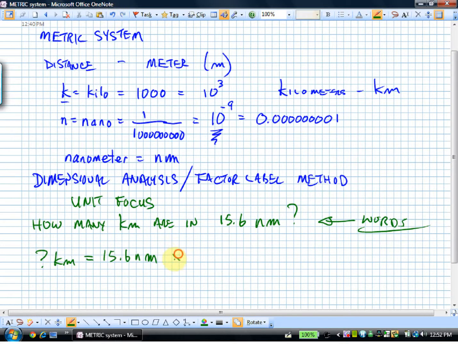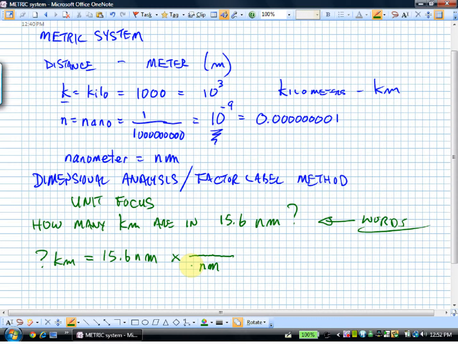So I want a conversion factor, and again, a conversion factor is just the ratio. I want a conversion factor. I definitely know I want nanometers in the numerator. And again, why do I want nanometers in the numerator? Because I know I want the units to cancel. Key to the factor label method or dimensional analysis method is for units to cancel.